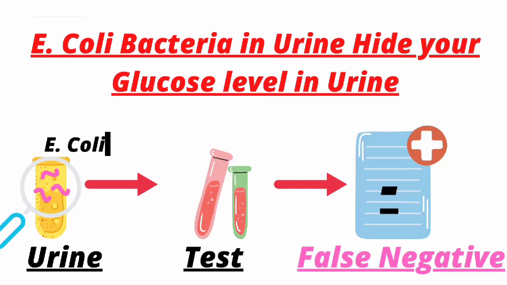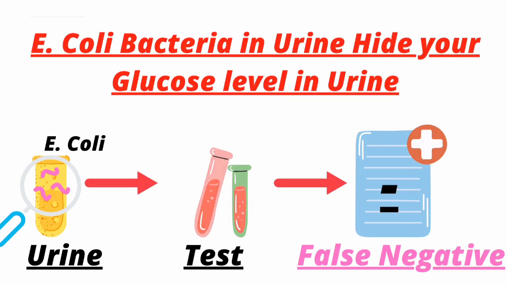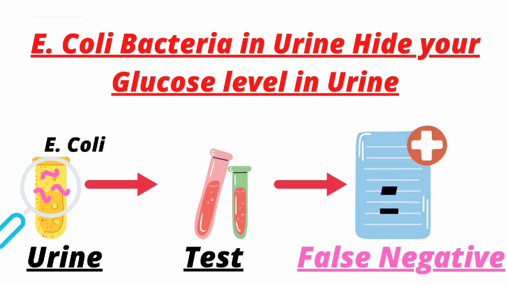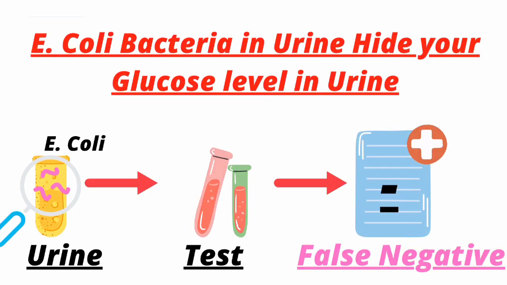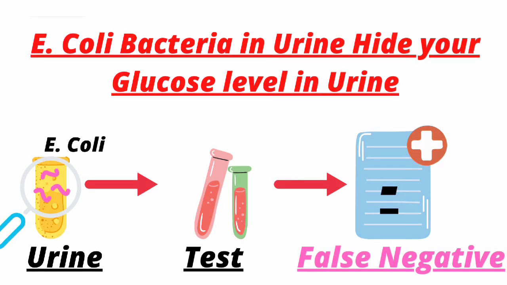In some conditions, for example a urinary tract infection caused by E. coli in a patient with diabetes or in kidney disease, what happens is the E. coli hides the glucose in your urine. It hides the glucose from the test. The glucose is present in the urine but the test can't detect it due to the E. coli which is present in high amount in the urine. So this is actually a false negative result.